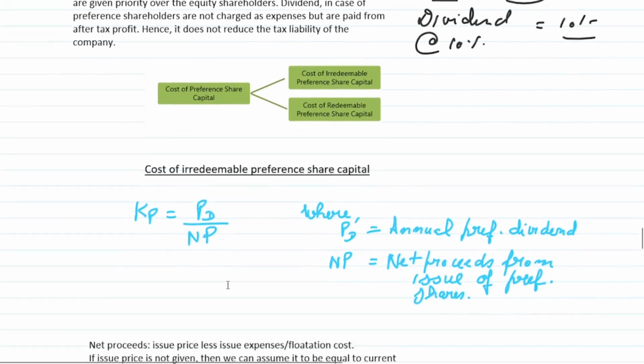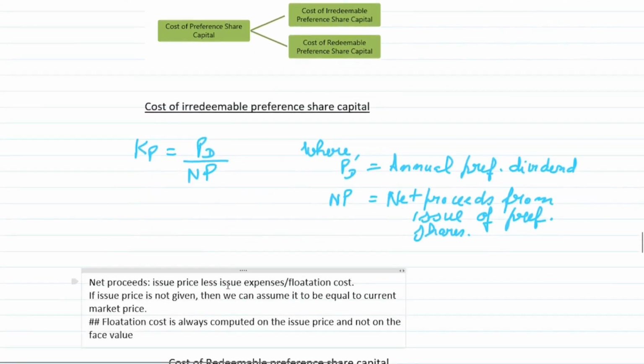Okay, let's look at the computation. How do you compute the cost of irredeemable preference share capital? The formula is similar to how we read about the irredeemable debentures. It's PD divided by NP. PD here stands for the annual preference dividend, the dividend that the company pays per annum, and NP is the net proceeds from the issue of preference share.